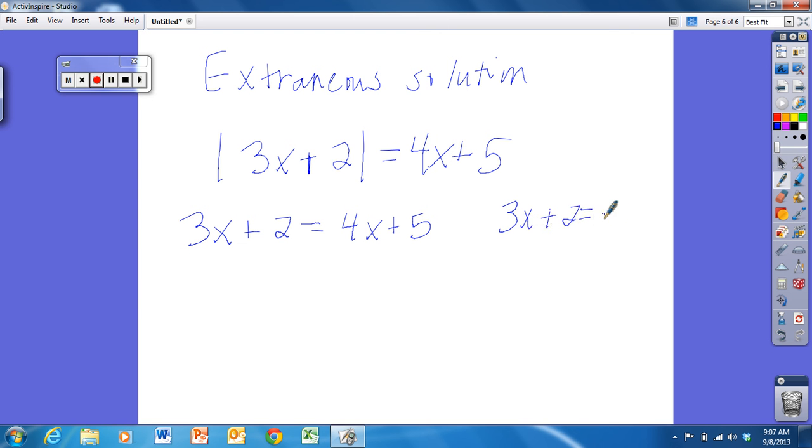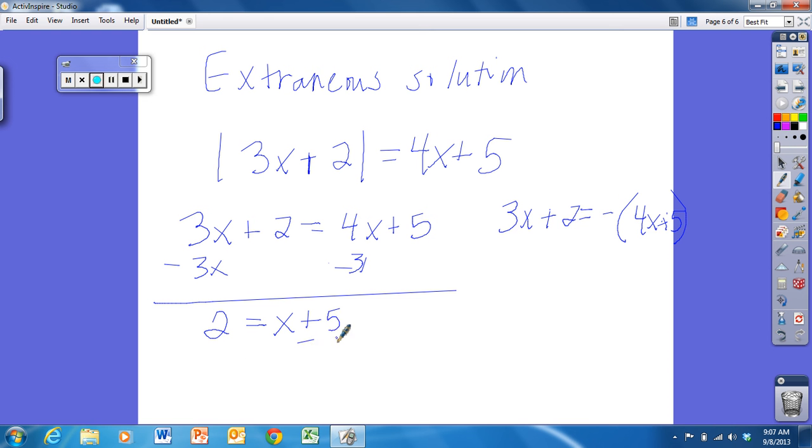So when you take the negative of a binomial, you have to put it in parentheses. Remember, a binomial is two terms. So this one's pretty easy. We're going to minus 3x, 2 equals x plus 5 minus 5, and x equals negative 3. That one's not bad.